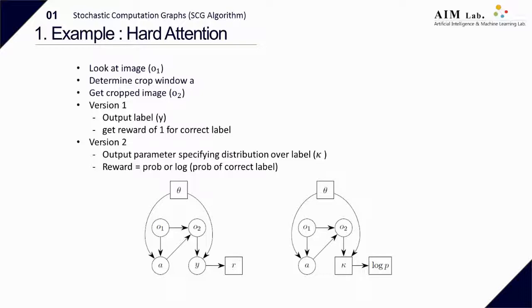We need an estimator for the action and the label in this case also. The gradient estimator of this model might be the gradient of the log probability of the action times the reward, plus the gradient of the log probability of the label times the reward. We can find direct backpropagation along some path.